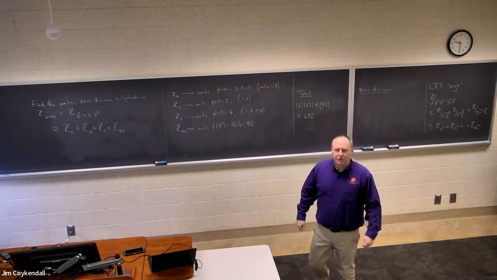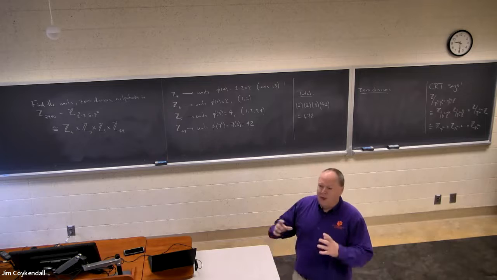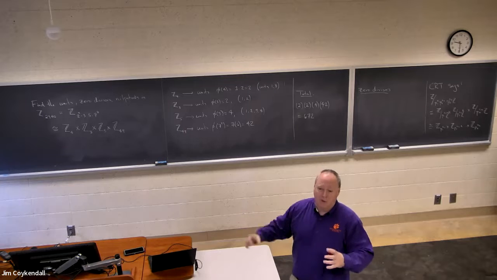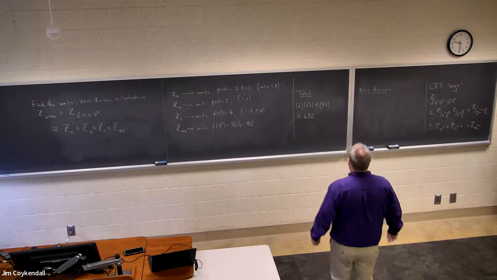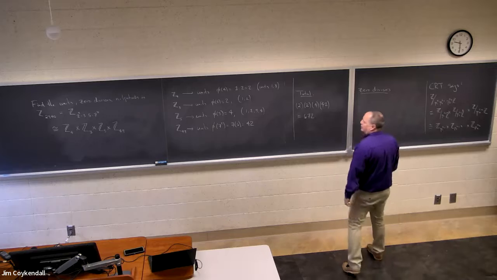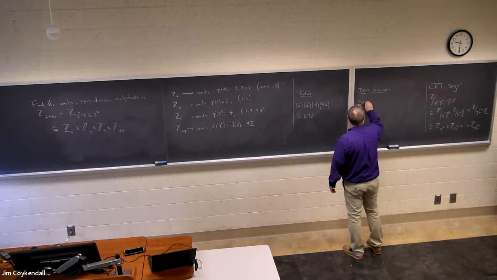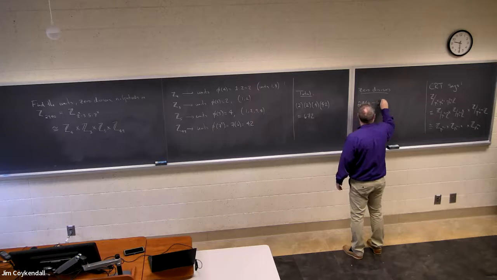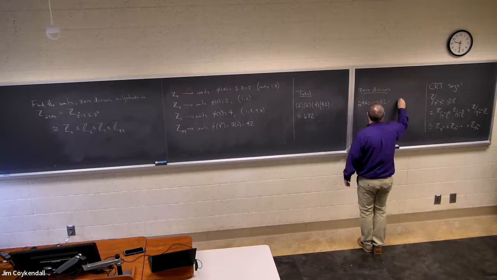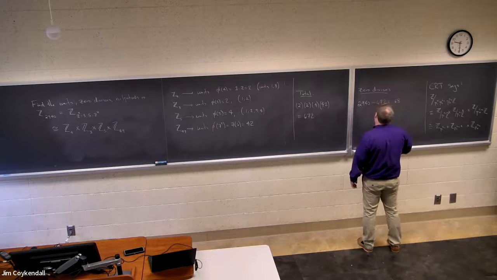You can only use the phi formula with primes, right? Yes, the Euler phi function is defined on primes, and then to do it on n, you break it up over the primes. The zero divisors is 2940 minus 672 equals 868.